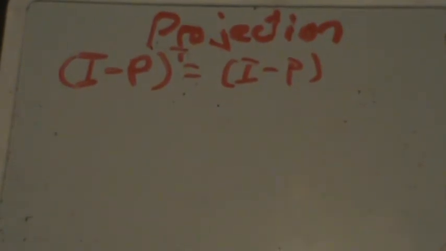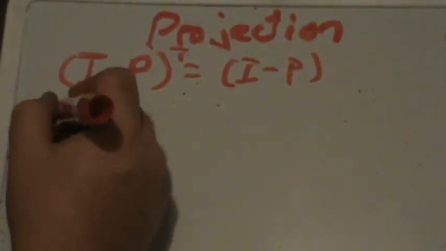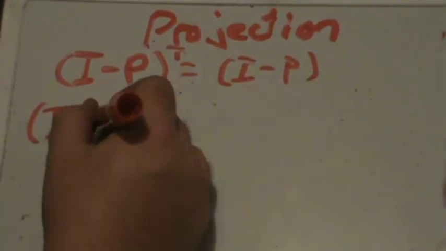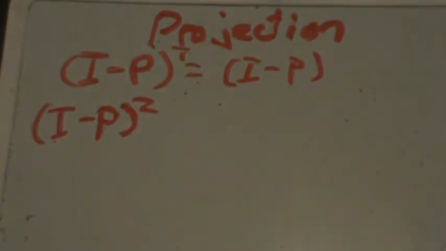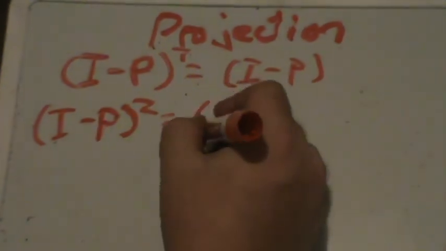Now, does this hold such that I minus P quantity squared is equal to I minus P? If so, it's a projection itself, and we've shown that its inner product with P is 0. That would make this the projection onto the orthogonal space. So let's try it out.